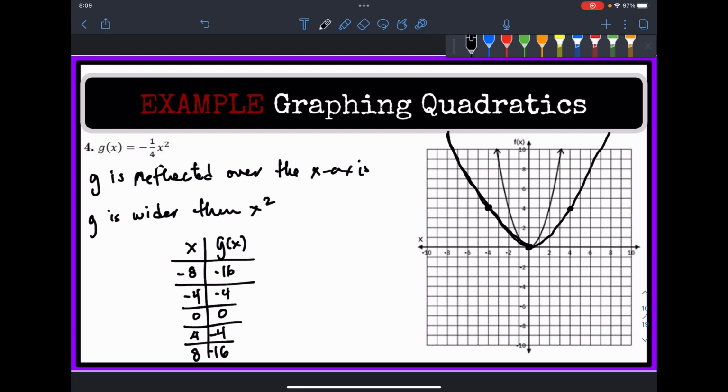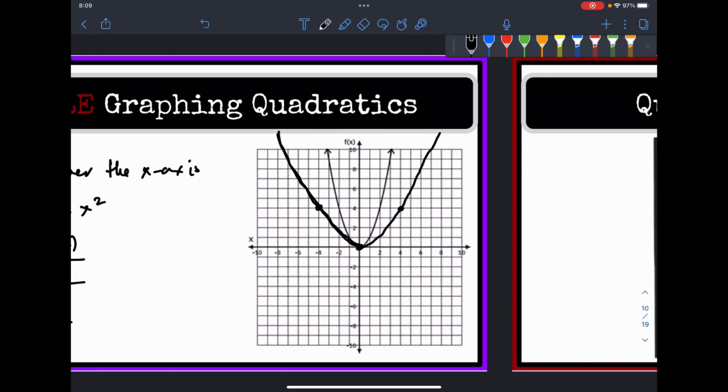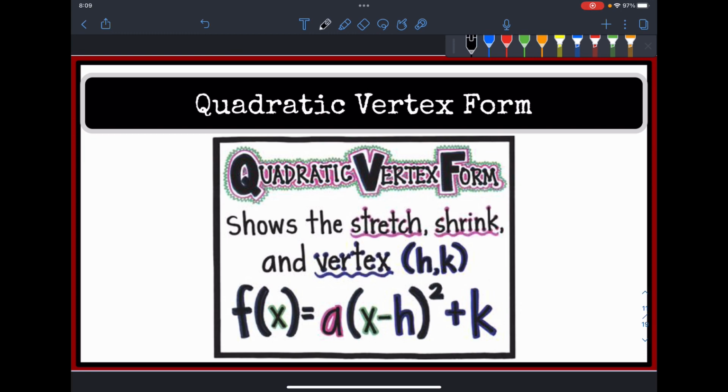Now let's look at some more quadratics in a different format. Now the standard way of writing a quadratic function is in this vertex form. This shows you again the stretch and shrink, and of course the vertex of our quadratic.